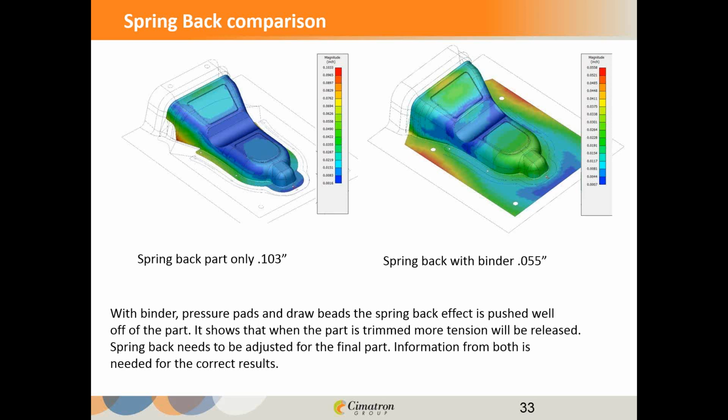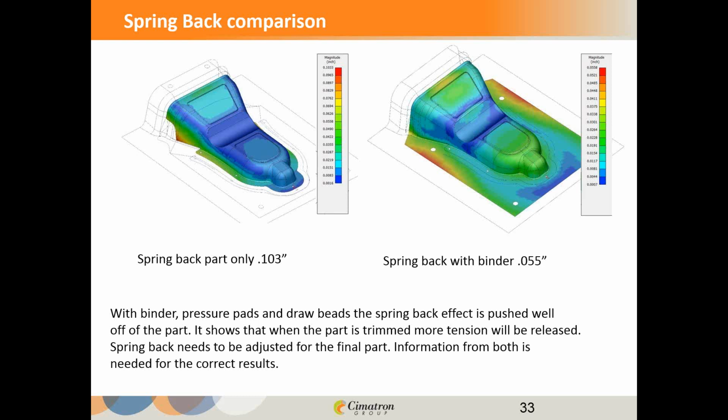Obviously, we're going to take this part, binder and all, and put it in a trim die. When I trim the binder off, what's the metal going to do? Well, it stands to reason that it's going to release tension in that metal, and that springback is going to take on the characteristics of that first simulation, isn't it? It's going to look like the part because it's the part now. The binder is no longer holding it in place.